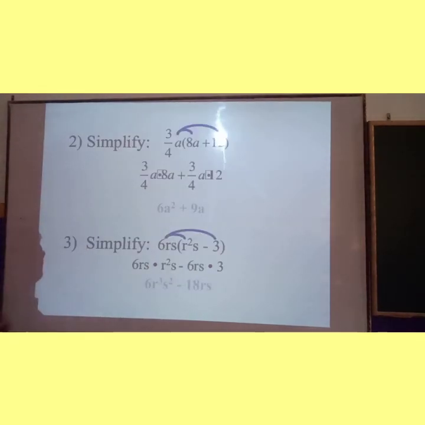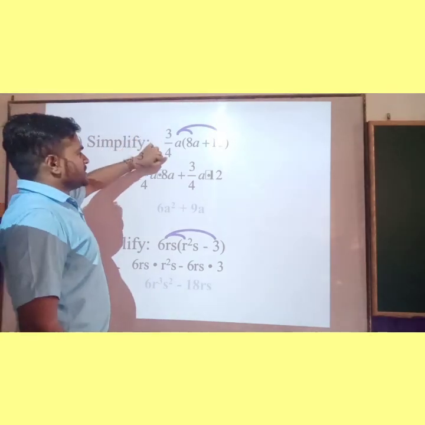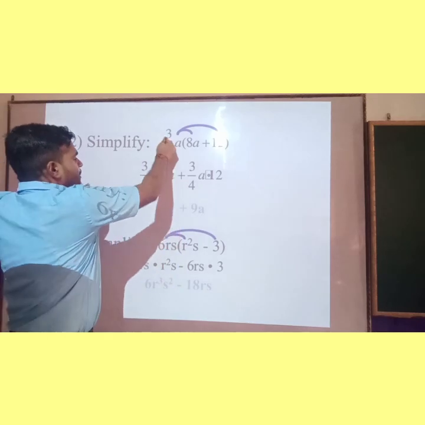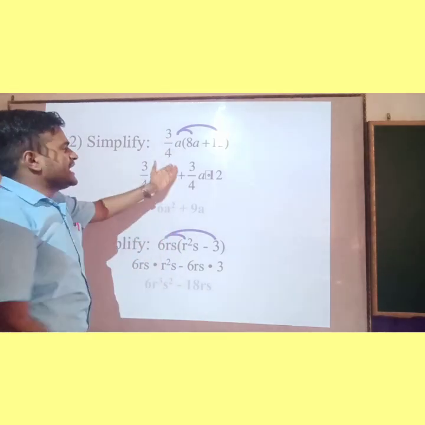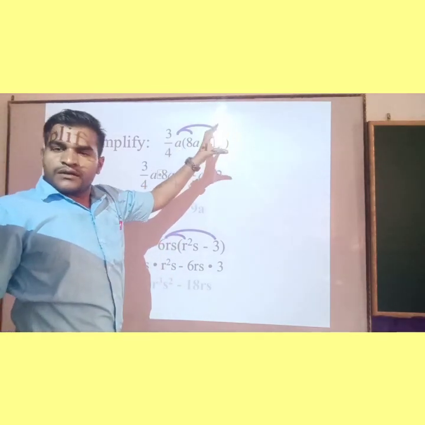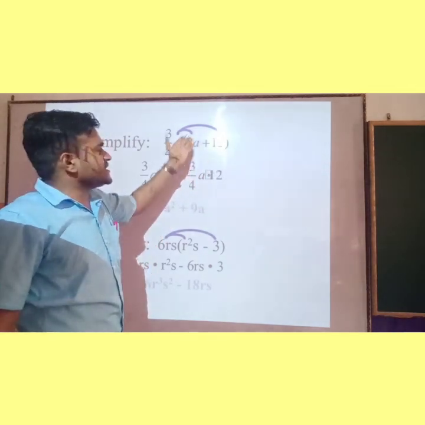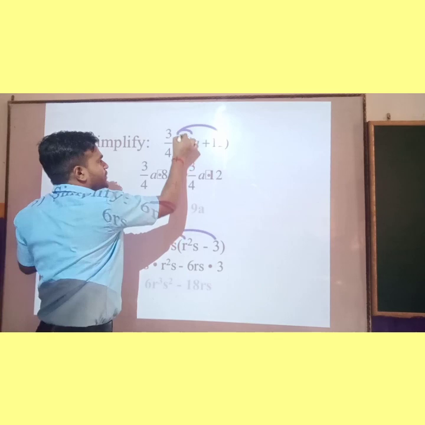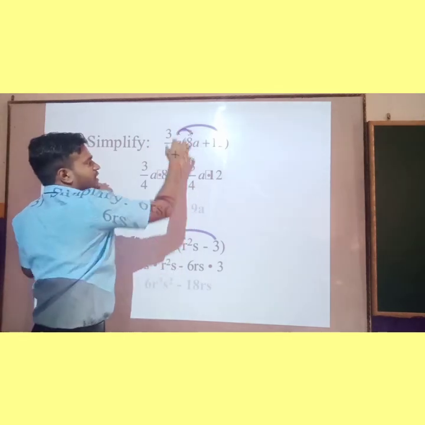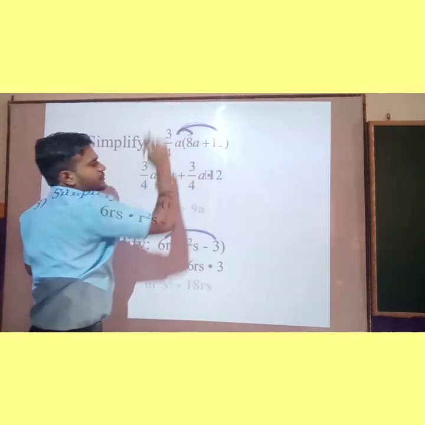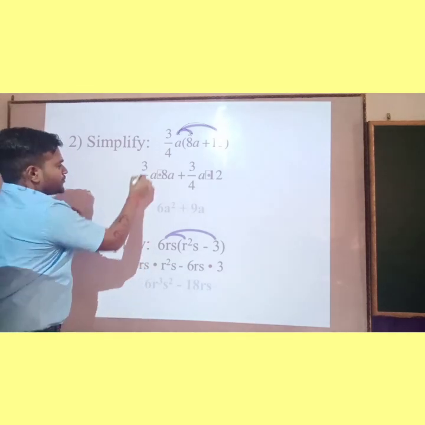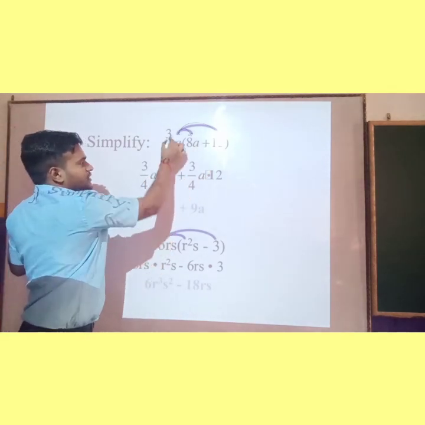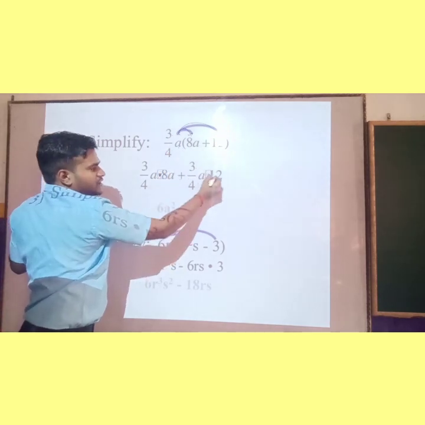Now in the second one, we have to simplify 3 upon 4a into 8a plus 12. So 3 upon 4a will be multiplied with each term of the polynomial which is in the given parenthesis or bracket. Means 3 upon 4a multiplied by 8a and 3 upon 4a multiplied by 12. So 3 upon 4a multiplied by 8a plus 3 upon 4a multiplied by 12.